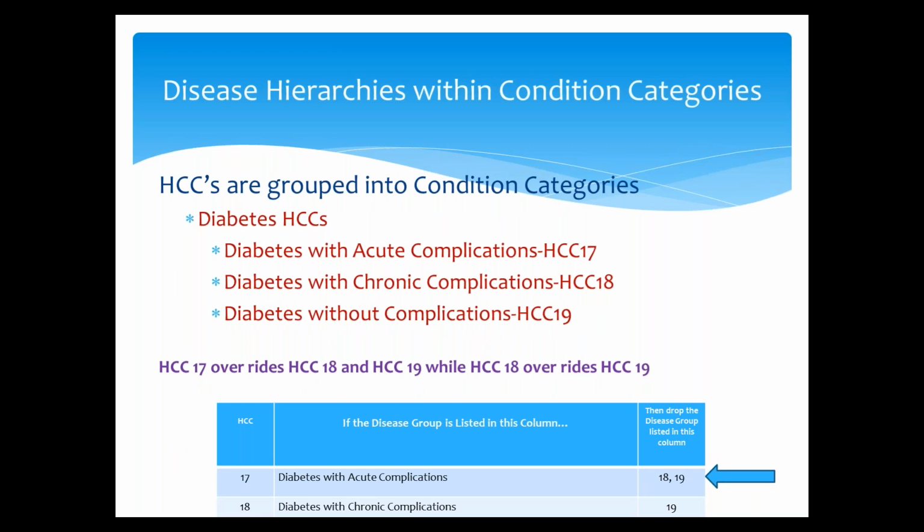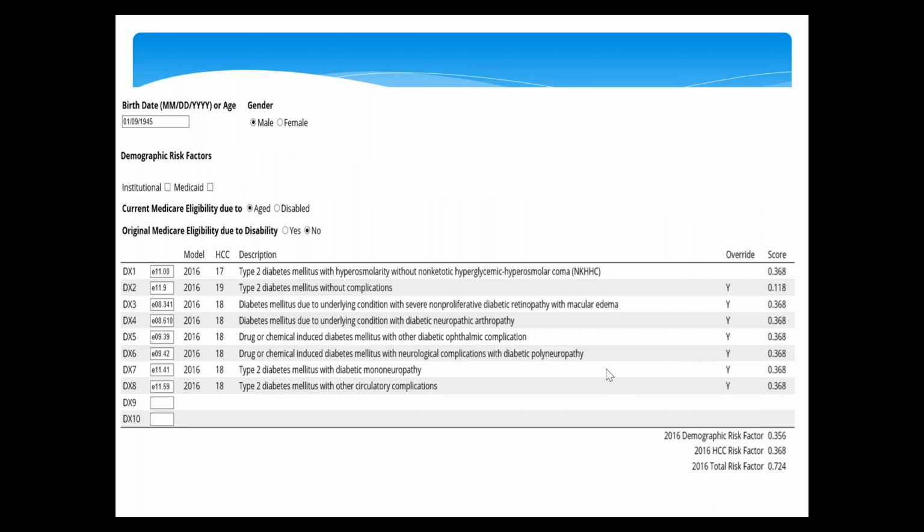And as I said, each one of these HCCs is grouped into condition categories, and diabetes, being one, has 3 of them. HCC 17, which is diabetes with acute complications, HCC 18, which is chronic complications, then HCC 19, which is no complications. 17 overrides 18 and 19, 18 overrides 19. And that's what this demonstrates below here.